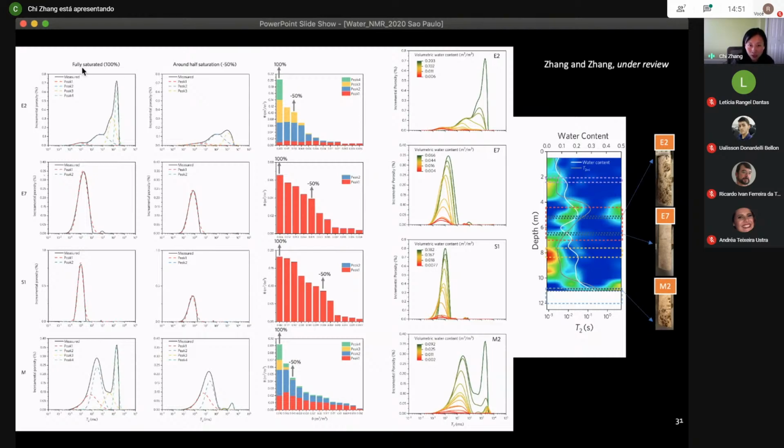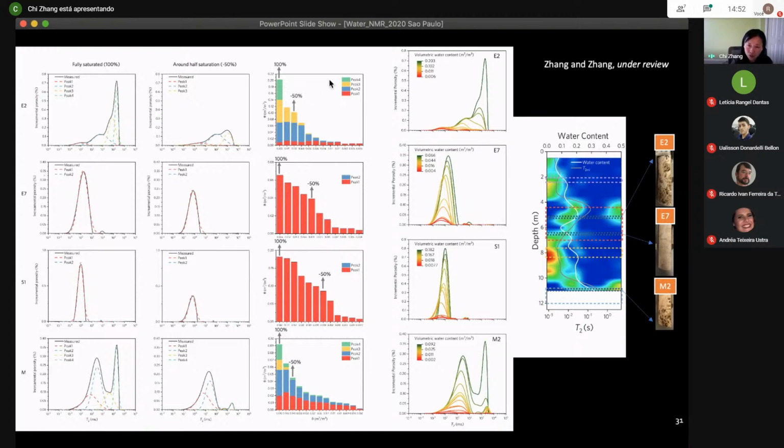What is shown here is the fully saturated condition, which is the left column, and the half saturated condition, which is the middle column. You can see how the peaks show and how the peak decomposition results are revealed. If we look at the different rocks, from E2, E7 to S1, S to M, their drying patterns are different. This can only be revealed by such a peak decomposition method.